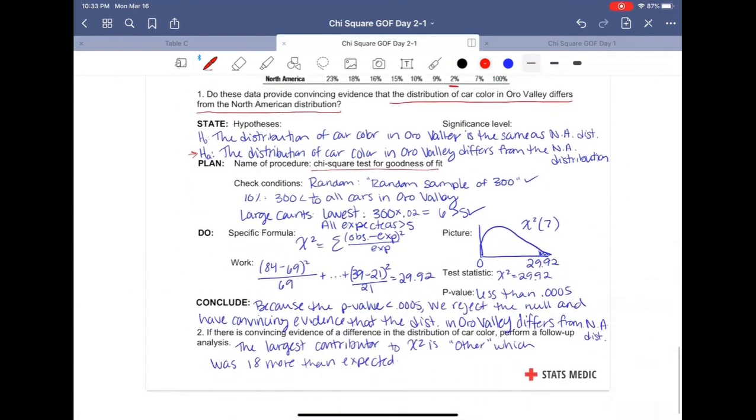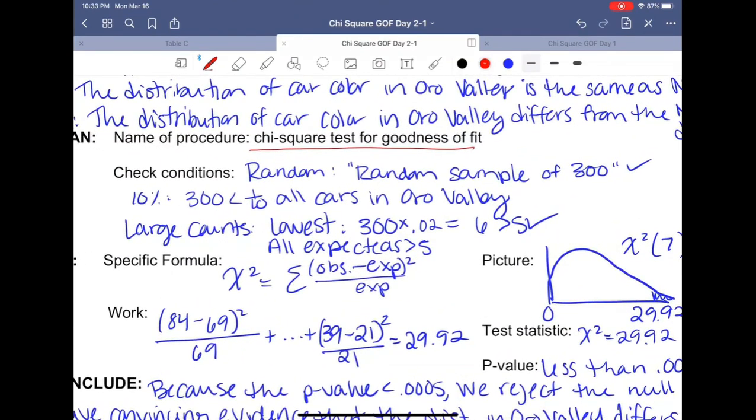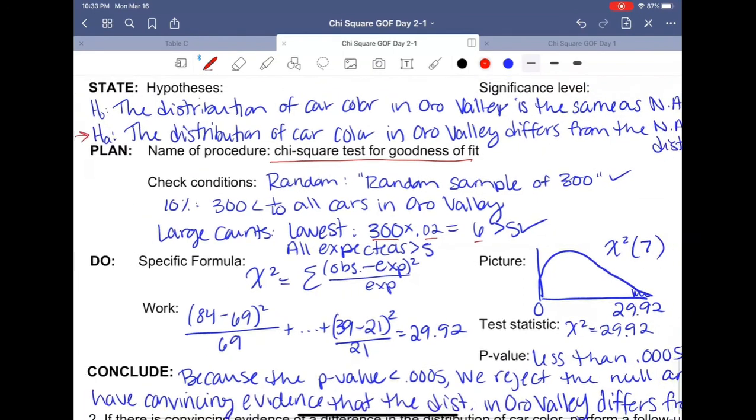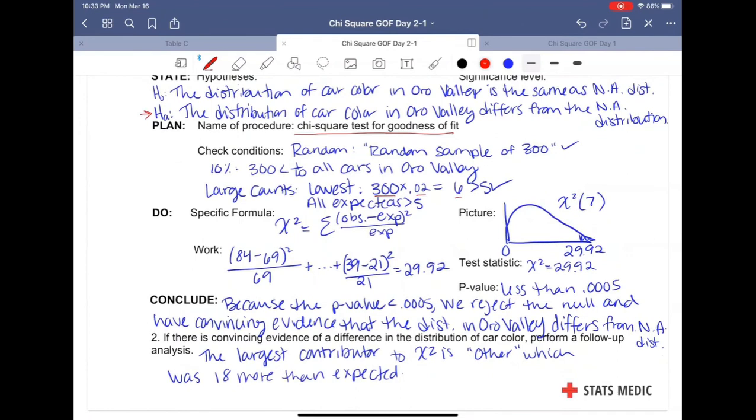So I just showed on here only the lowest count, which is 300 times that 2%, which is 6, which is greater than 5, and then so I just stated that all expected counts are greater than 5. Specific formula, so we just have our chi-squared test statistic formula. Picture, remember here you are doing a right skewed distribution, label it chi-squared, and then label with your degrees of freedom. There were 8 categories, so we have 7 degrees of freedom.